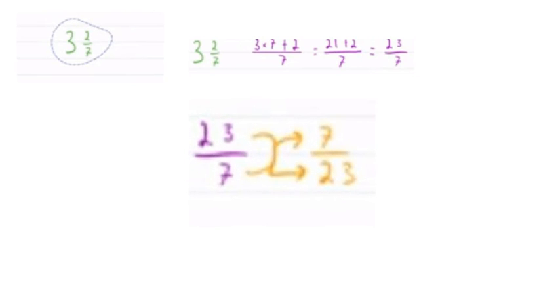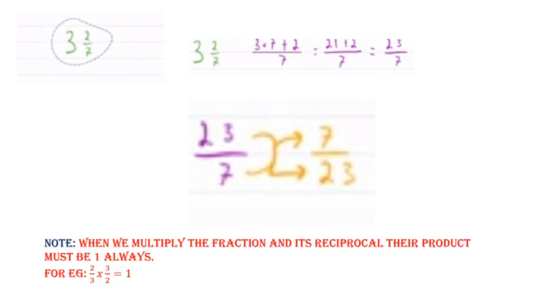Now here important point to keep in mind is this, that when we multiply the fraction and its reciprocal, their product must always be 1. So 2 by 3 multiply 3 by 2 will give you 1. This is the rule to find the reciprocal.